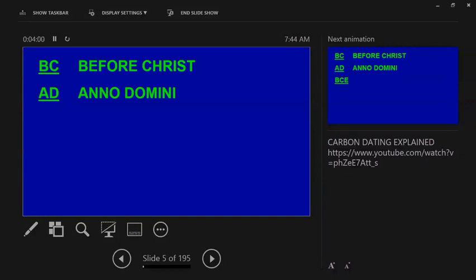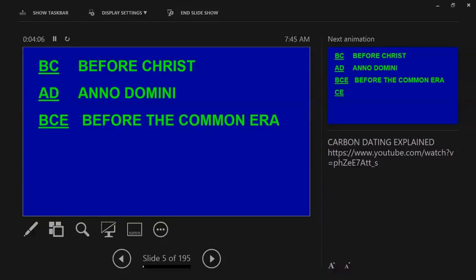All right, now in modern textbooks, you'll see BCE. What does BCE stand for? Before the Common Era. It's the same thing as BC. And then CE would mean Common Era. Now, why would they change from BC to BCE and AD to CE? The change is to make it religious neutral, whereas BC and AD are Christian terms, and not everybody in the world is Christian. So they changed it to make it more neutral.